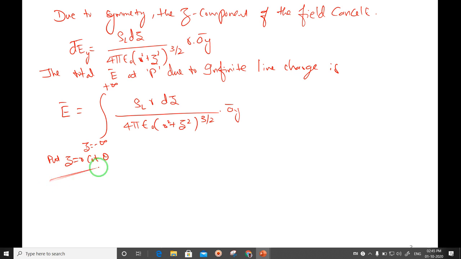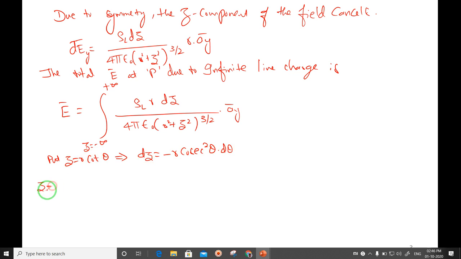Whenever, okay, I will differentiate. So differentiate z with respect to theta, dz by d theta. I will not write d theta, I will take that side. The differentiation of cot theta is minus cosecant square theta. So dz is minus R cosecant square theta d theta. This d theta I will write here, right? This is fine. Then I want to change the limits of integration.